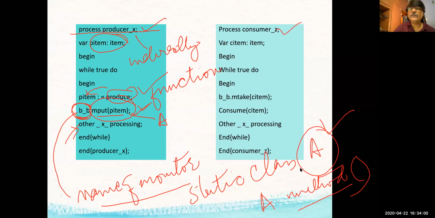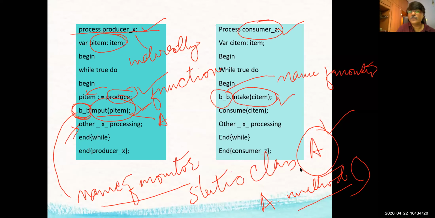Similarly, the consumer, if it wants any information in the buffer, will invoke the function called mtech. Mtech is a function of the monitor, and the name of the monitor is b underscore b. The consumer is indirectly accessing the buffer through the function mtech, and the buffer is present in the monitor. If information is there in the buffer, it will be returned by the monitor to the consumer. The consumer can consume the information and perform other activity.